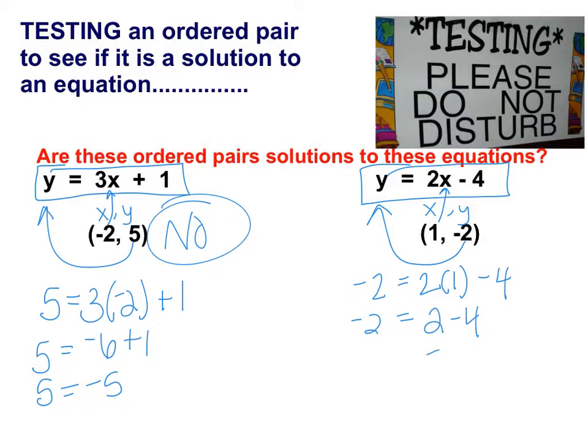2 minus 4 is negative 2. So we have negative 2 equals negative 2. Yes, that's correct. Negative 2 equals negative 2. So (1, negative 2) is one of the infinite number of correct solutions to the equation y equals 2x minus 4.